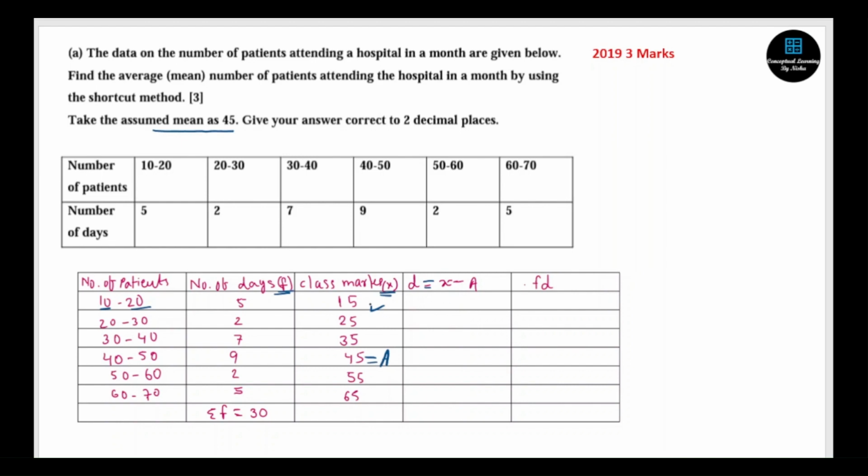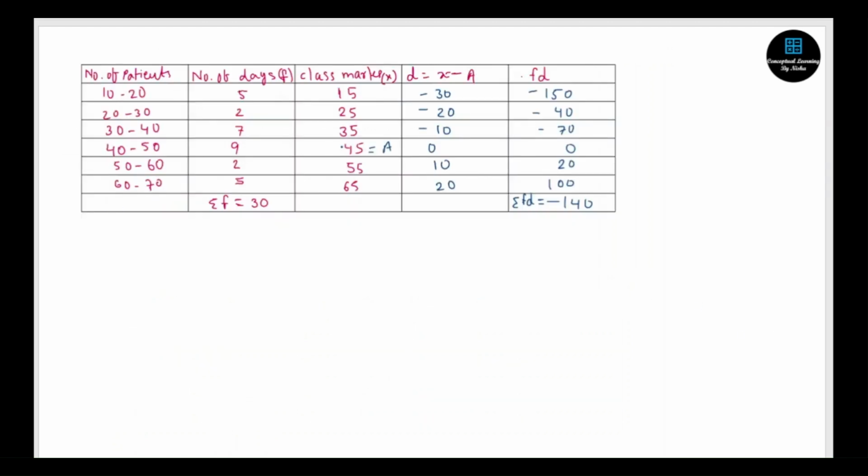So 15 minus 45, I'll get minus 30, right? And then we have to multiply this d and f value. So minus 30 into 5, I'll get negative 150. I'll quickly complete this table, and then we'll get these values. So I have found all the d values and fd.